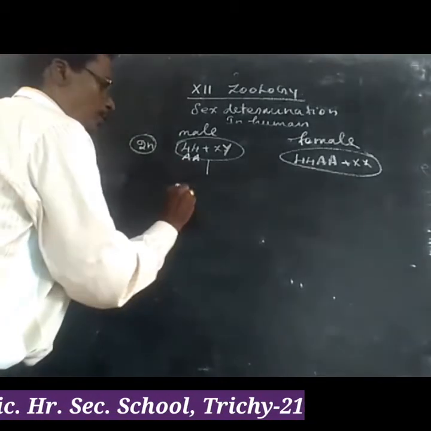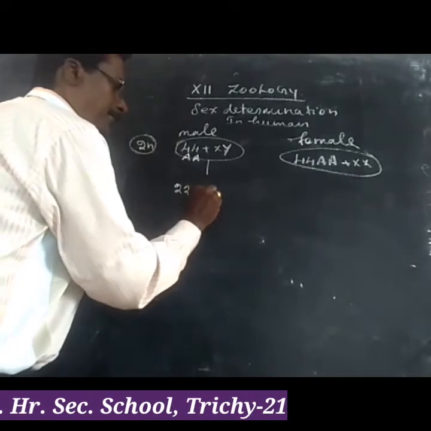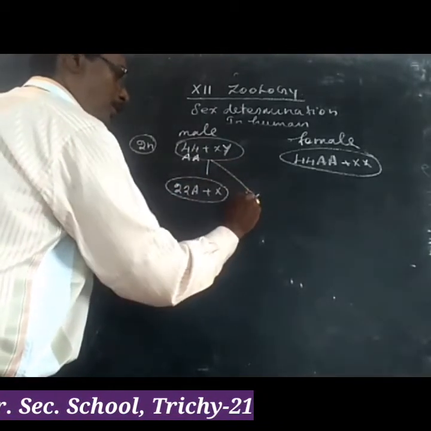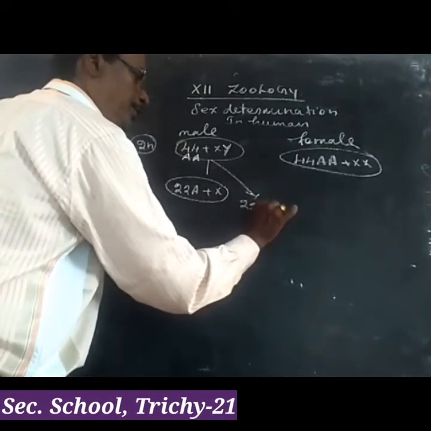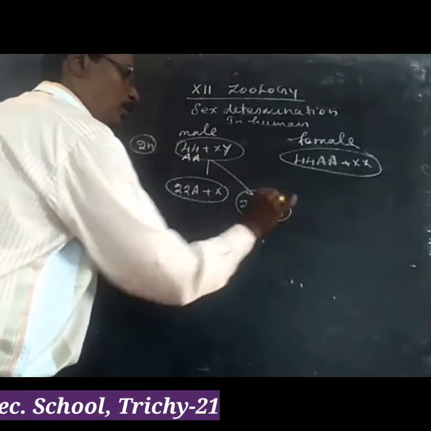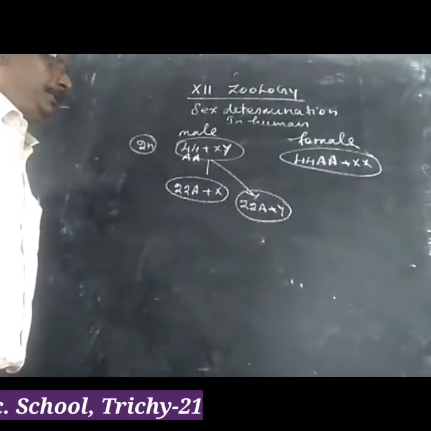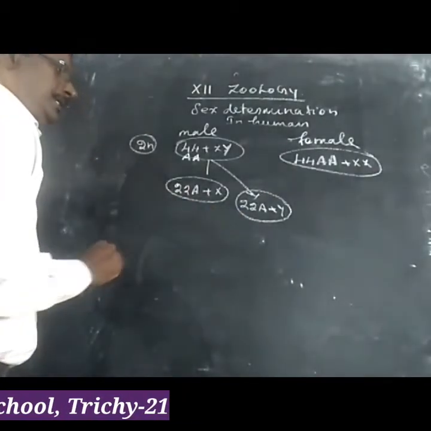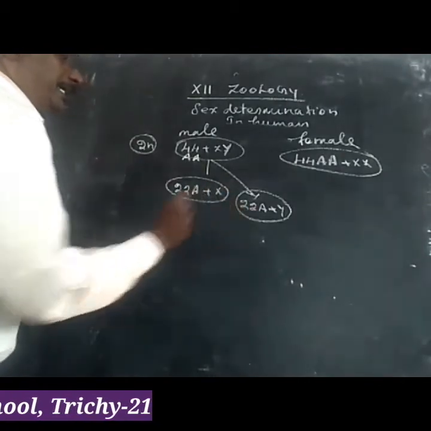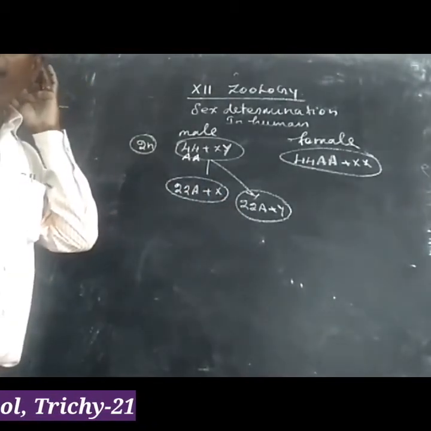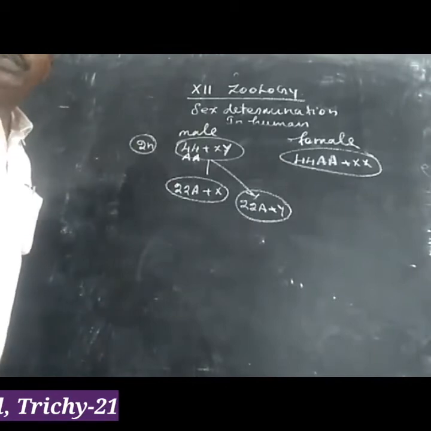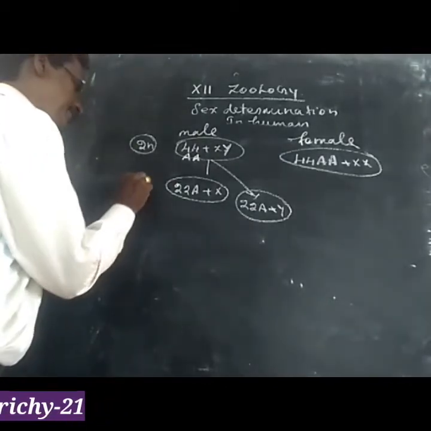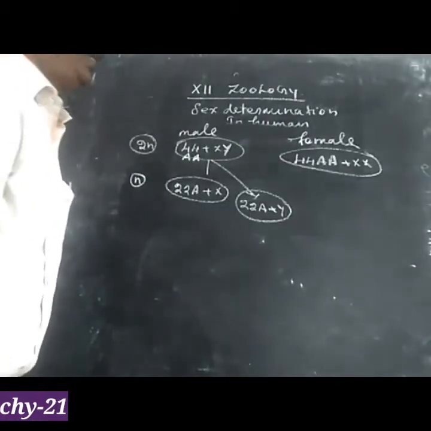It means 22A plus X is one gamete, and another one is 22A plus Y. So the two types of gametes are called heterogametic.